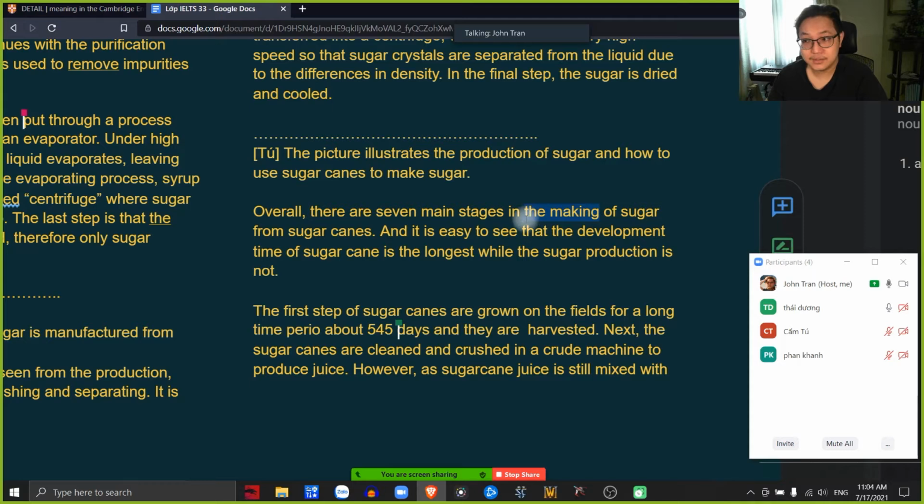If you use the definite article the here, you should have of here as well. The making sugar doesn't make sense, but the making of sugar makes sense. The making of sugar nó nghe mới ổn hơn nha các bạn.